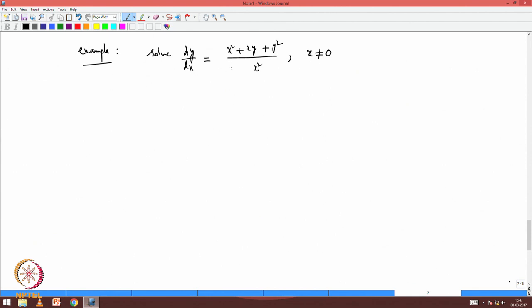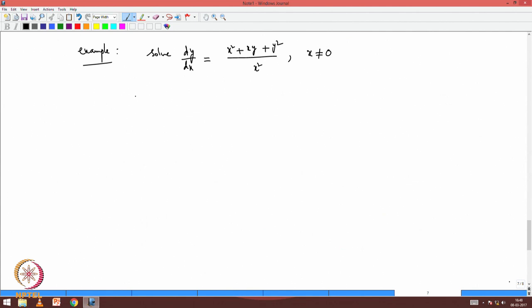You can see the right hand side, all are squares. So you can expect this is a homogeneous function of degree 0. Put x equal to kx and y equal to ky, and a k square comes out of all three terms in the numerator. In the denominator also you have a k square when you replace x by kx. So k square cancels, and it is the same as itself with k power 0. That means it is a homogeneous function of degree 0.